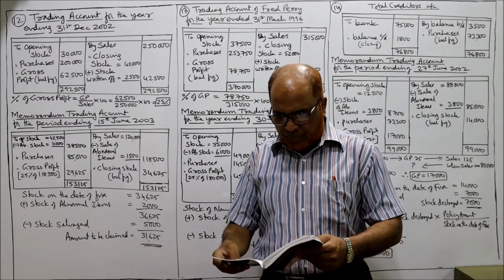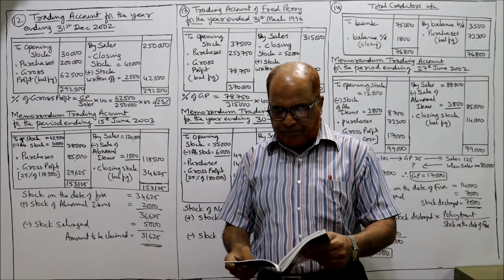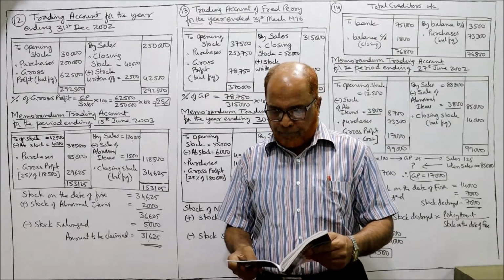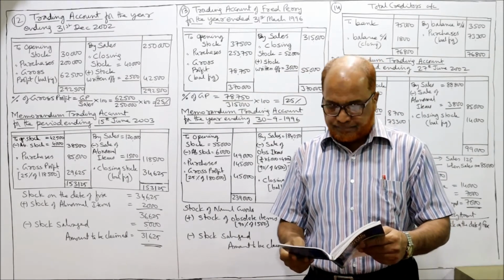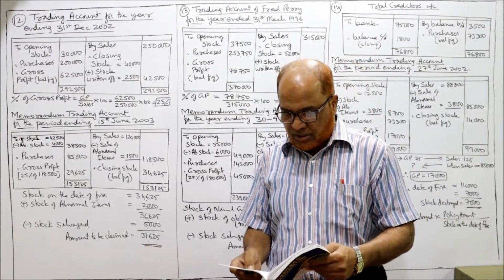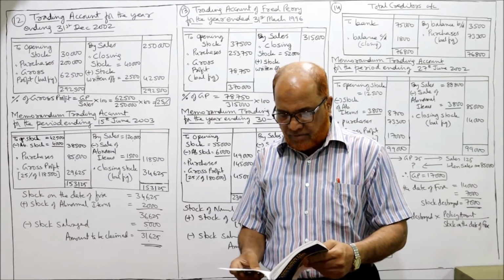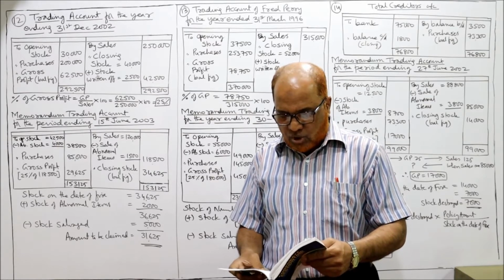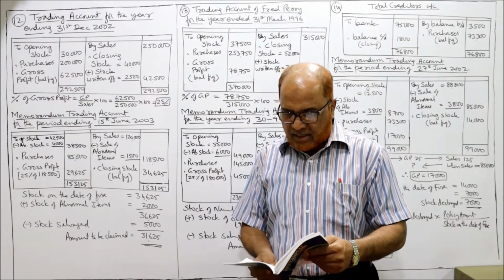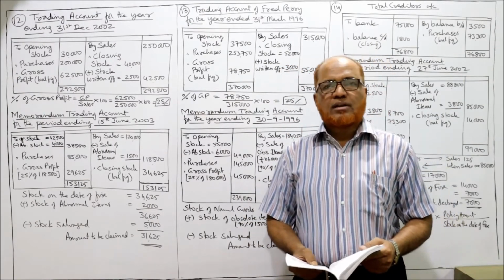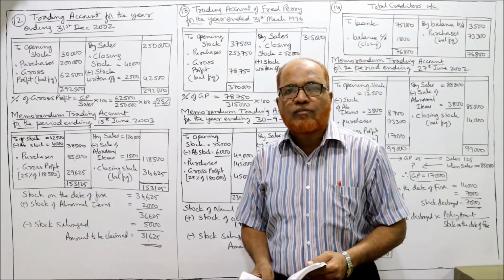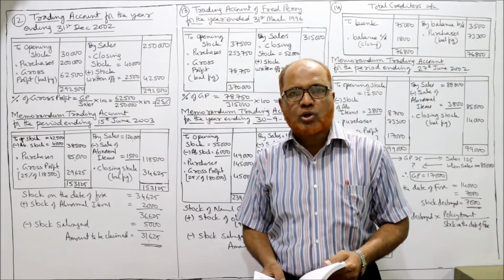See the 12th problem. The premises of a company were destroyed by fire on 15th June 2003. The date of fire: 15th June 2003. The records, however, were saved, and the following particulars were available. Stock at cost on 1st January 2002. So last year's data is also given, so we have to make a trading account of last year to find out the rate of gross profit.